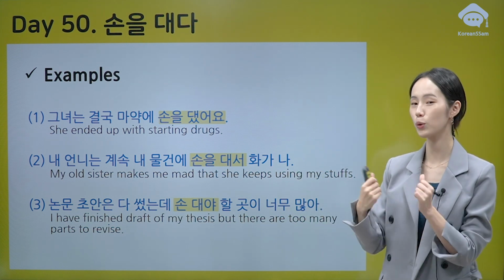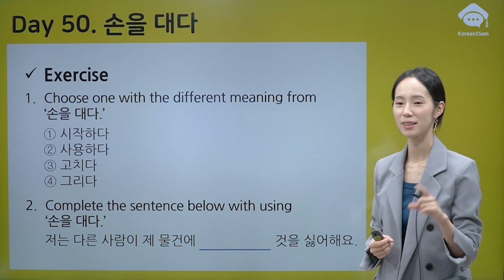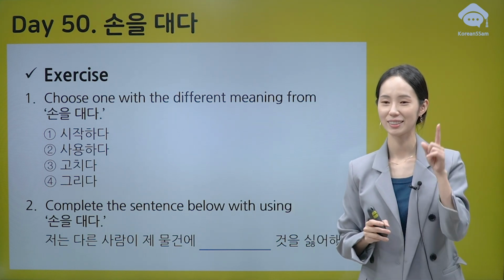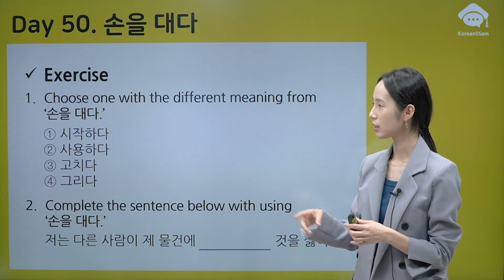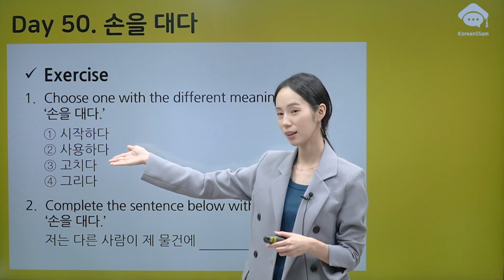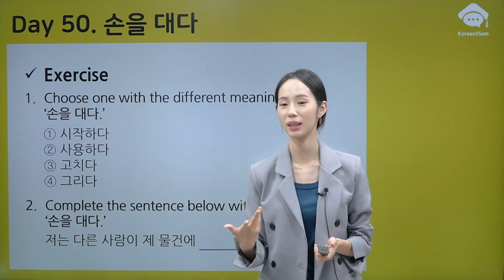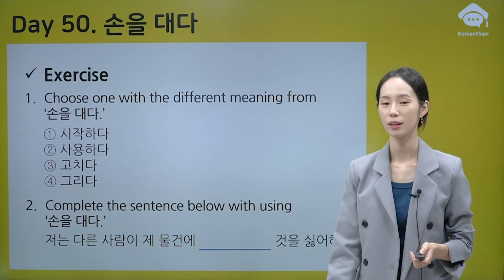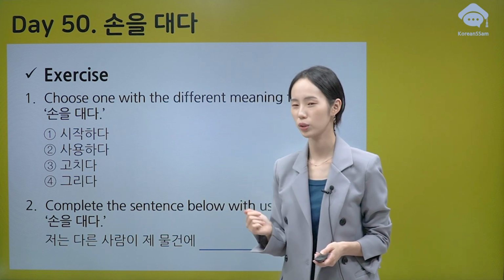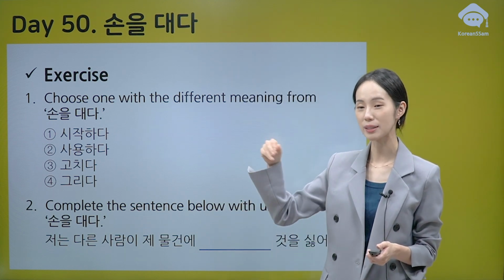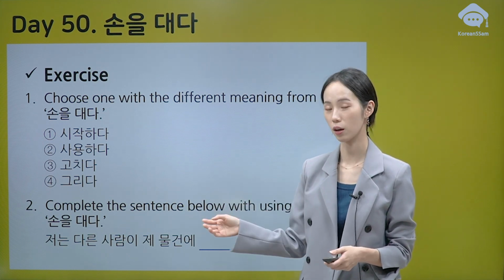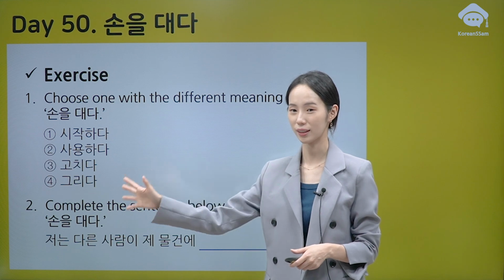Alright, so let's go to the exercise. Number 1. Choose one with a different meaning from 손을 대다. 1. 시작하다. 손을 대다 is to start, to take on. 시작하다 is to start and begin. 맞아요. And number 2. 사용하다. To use, to utilize. 손을 대다. 맞아요. It's not just touch. You actually use some stuff of others, then 손을 대다.